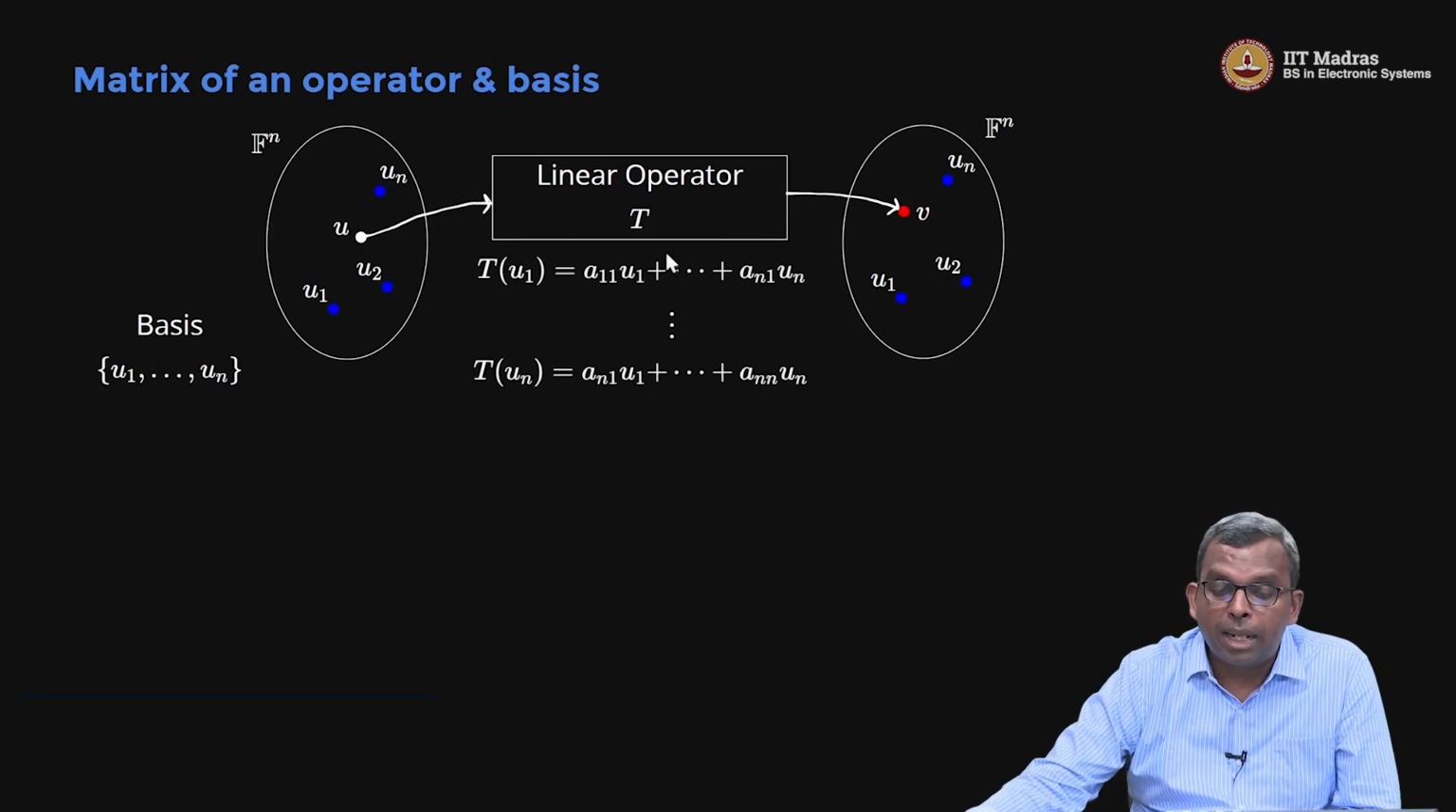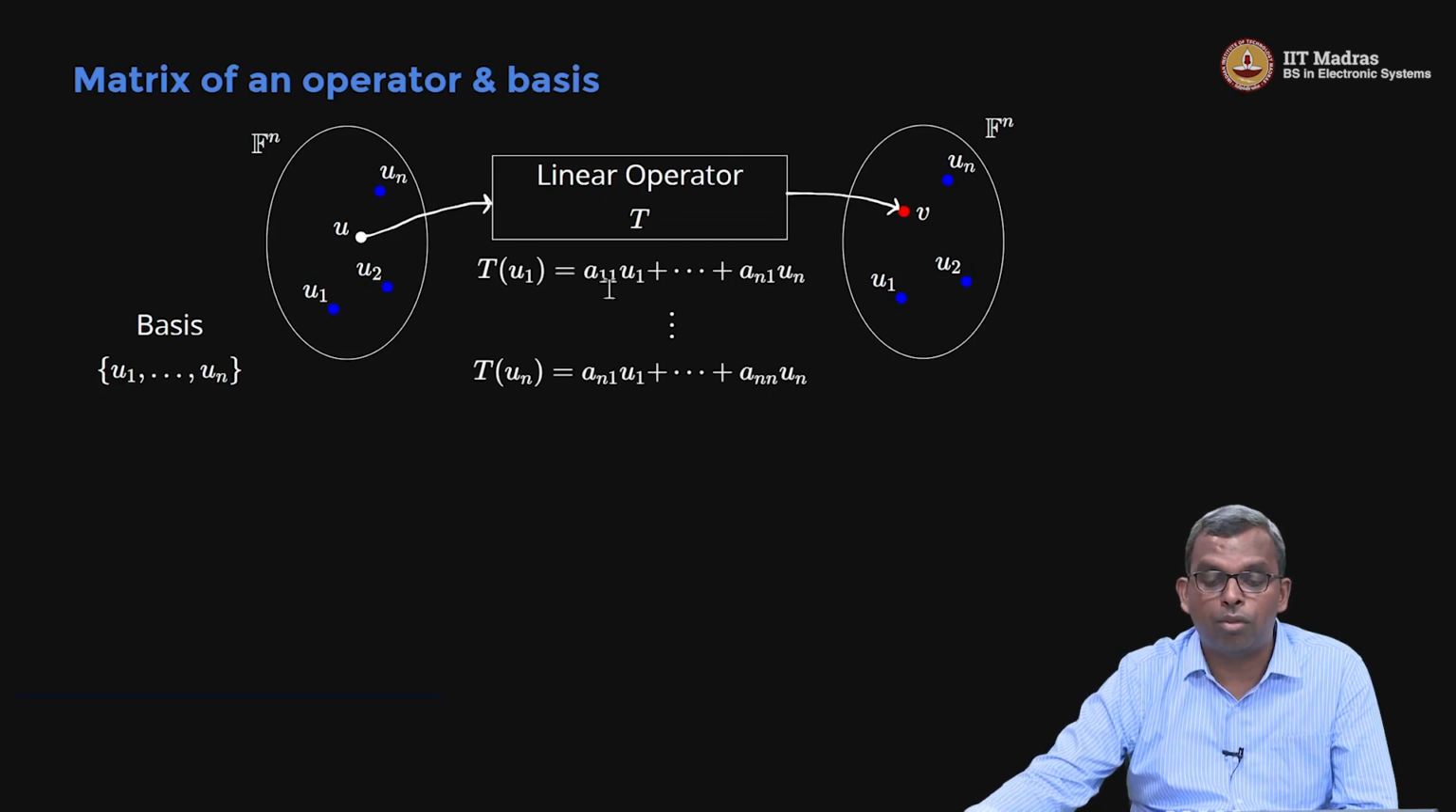Now, to find a matrix for this operator T, I need to find out T of u1, T of u2, T of un, right? And this T of u1 to T of un, I have to express once again in the basis u1 to un to get the coordinates, right? So, that is how I make my matrix. So, let us say the coordinates of T of u1 are a11 to an1. The coordinates of T of un are a1n to ann. Okay, likewise, T of ui is a1i to ani. Okay, so those are the coefficients or coordinates of T of ui, right? So that's how I write it down.